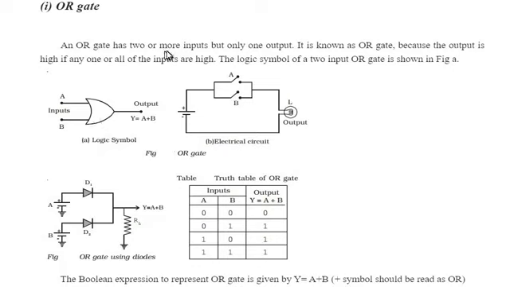An OR gate has 2 or more inputs but only one output. It is known as an OR gate because the output is high if any one, meaning either A or B or both A and B, are high. Or we can say that if either A is true or B is true or both are true, then Y is true.